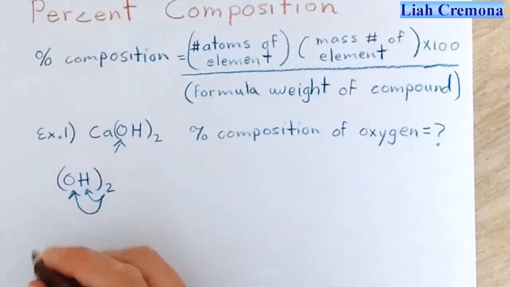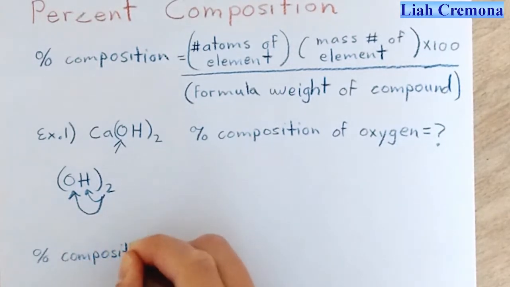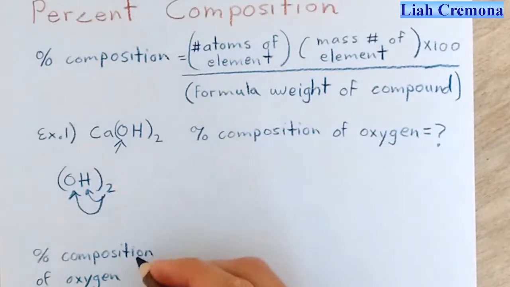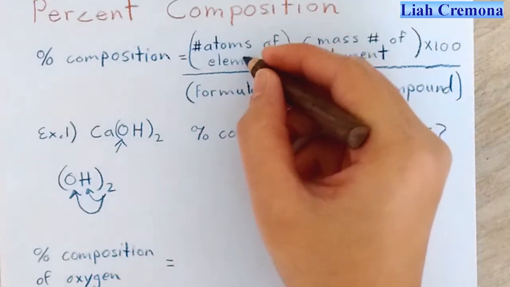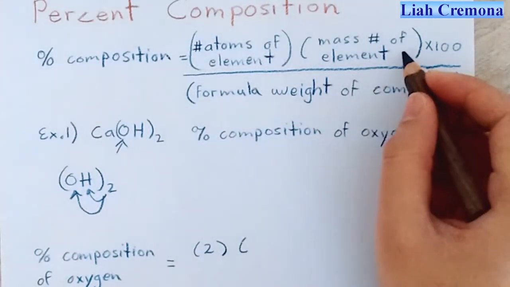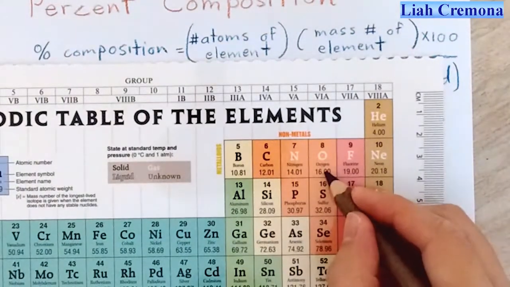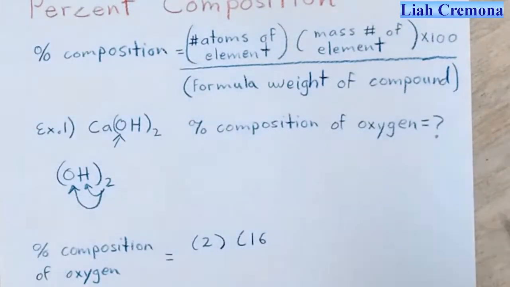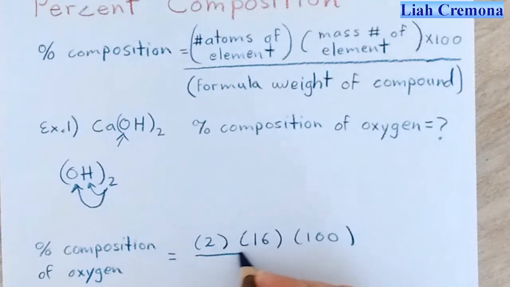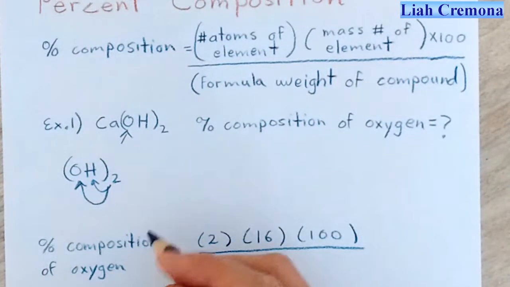So starting our equation here, the percent composition of oxygen in this compound is equal to, so we have atoms of that element, so there are 2 atoms of oxygen, so 2 times, now we have the mass number of the element. The mass number is found from looking at the periodic table, and for oxygen here, it is 16. So 16. And we multiply that by 100. Now, all this is divided by the formula weight of the compound, the total weight of the compound. So we need to calculate that.